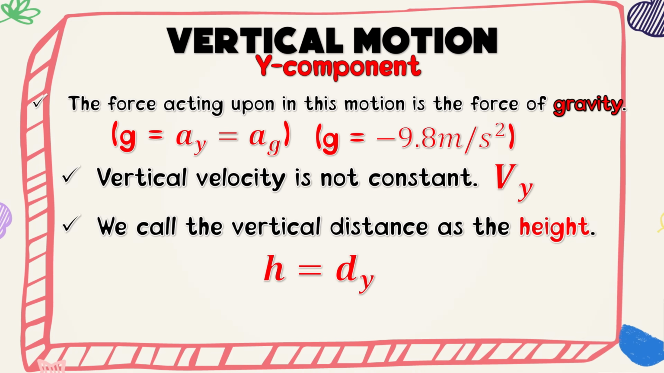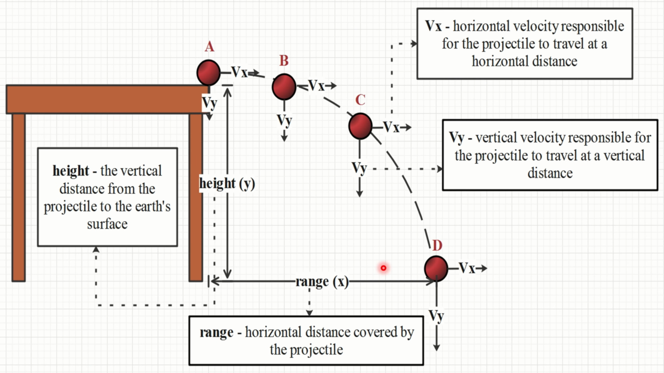For you to understand more, let us have an example scenario. This is an example of a horizontal launched projectile. Suppose you roll a marble on a frictionless table. Observe the motion of the marble as it goes down the floor.